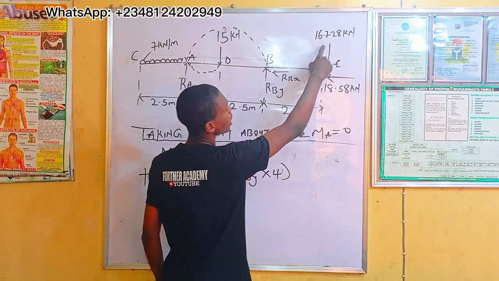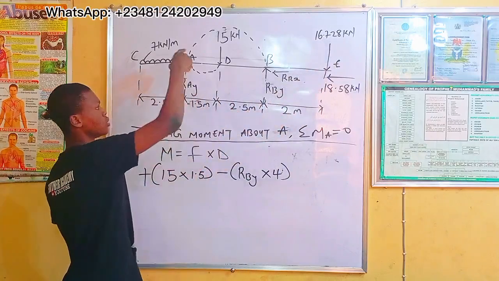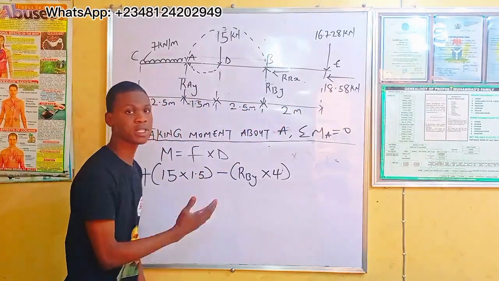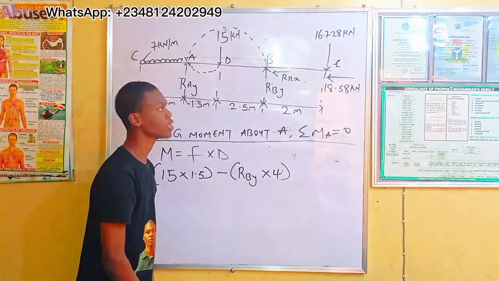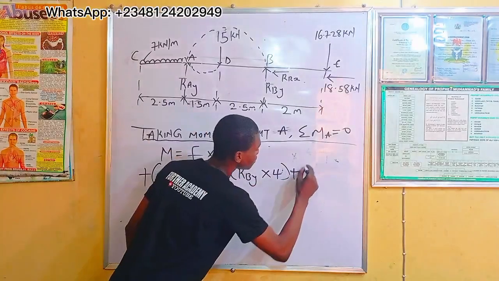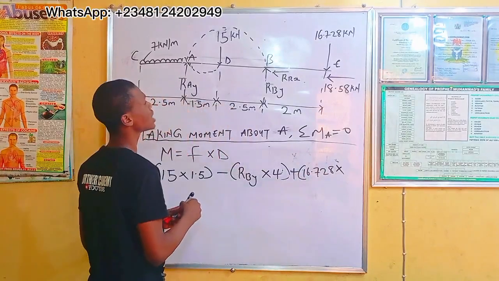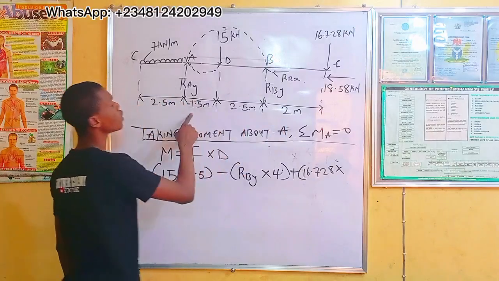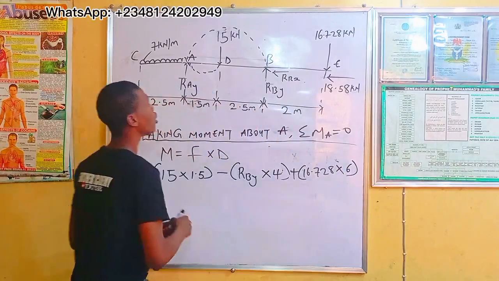We have this one here, 16.728. In what direction is it going? Is it going in the clockwise direction or anti-clockwise direction? If it is clockwise, positive; anti-clockwise, negative. Now check, in what direction? Clockwise. It is going in the direction of your clock. Positive, all in brackets, 16.728 multiplied by what, the total distance before getting to point A. 2 plus 2.5 is 4.5, plus 1.5, that is 6 meters. So multiply by 6. We are done with these forces.